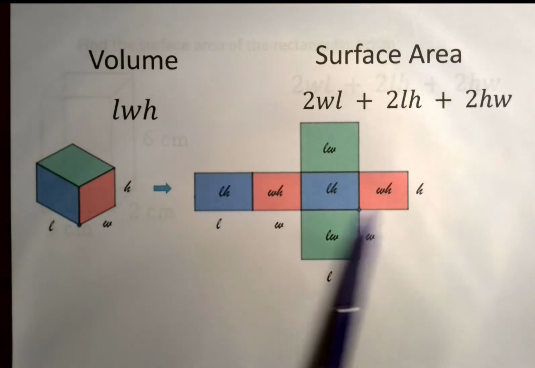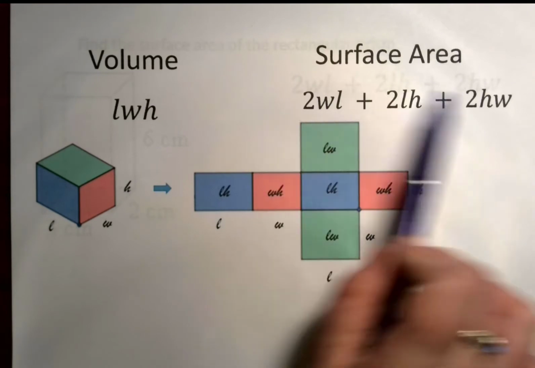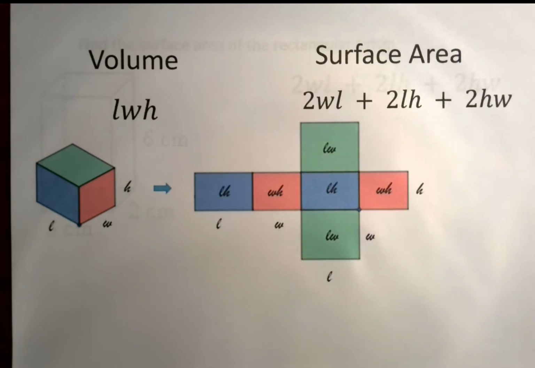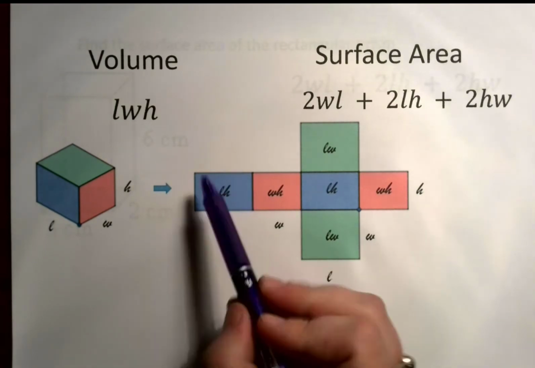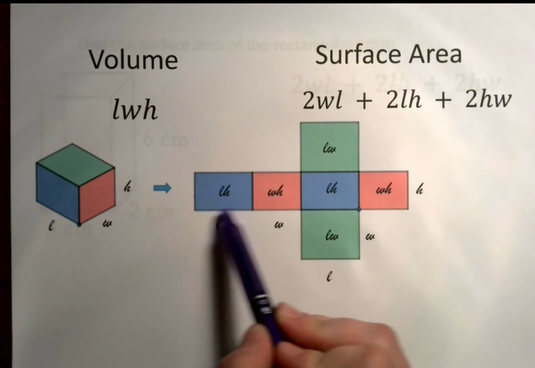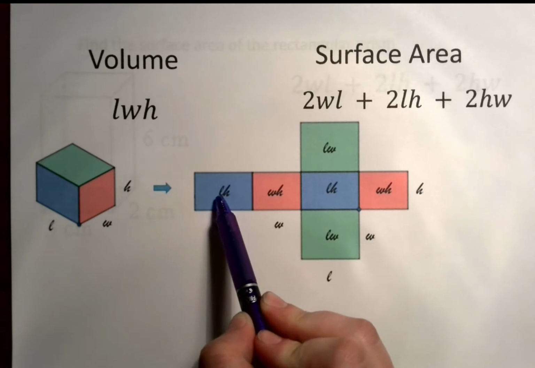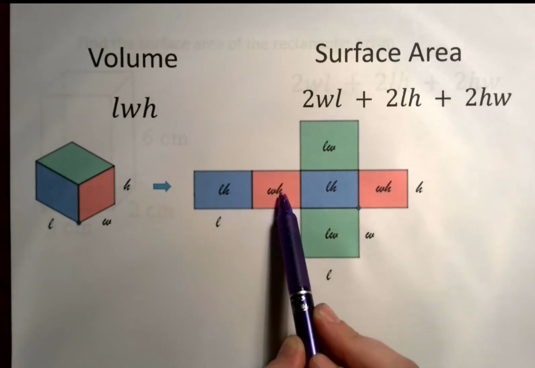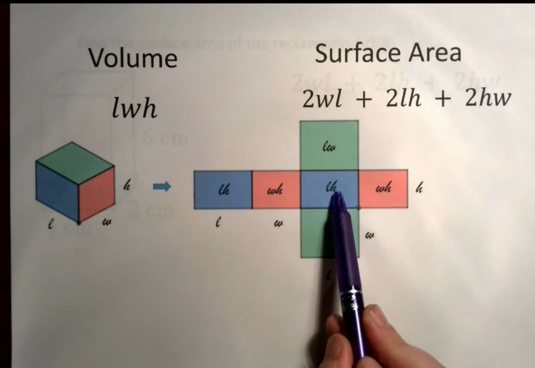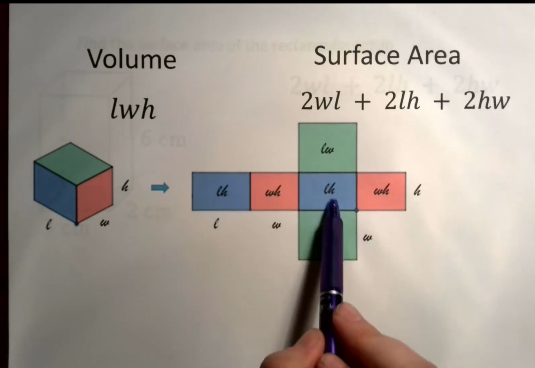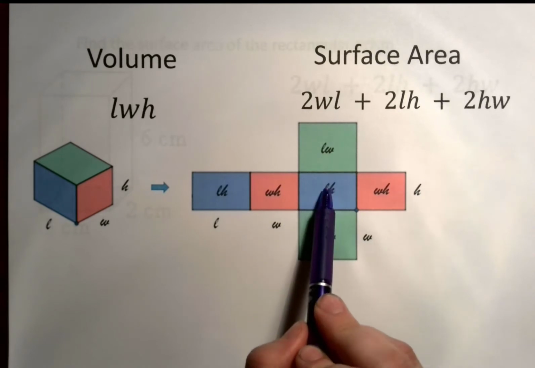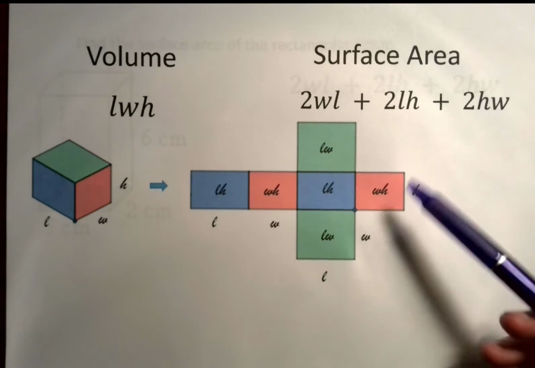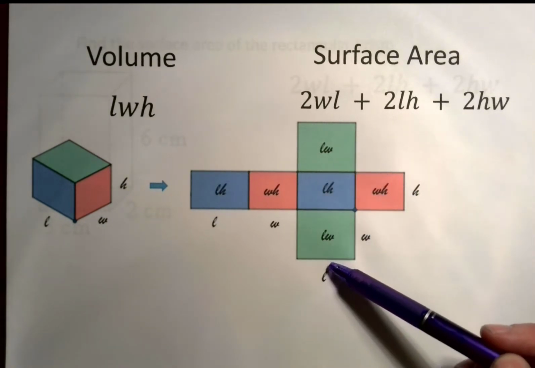Okay, so this is kind of the breakdown of how we find the surface area. We find the area of each surface. So this right here is my height and my length, so we would do length times height. We then have to add it to this one, which is my width times my height. I have another length times height because that's the top and bottom of the rectangular prism. We have two sides that are width and height and two sides that are length times width.